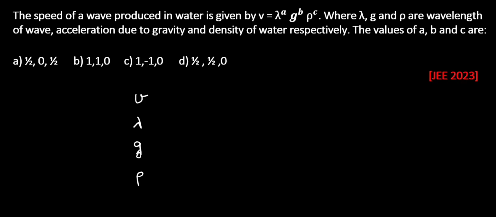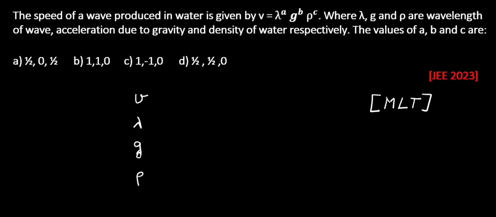And all of these can be expressed in the form M, L, and T. What are M, L, T? M is for mass, L is for length, and T is for time. So these three are the fundamental quantities. If you have any doubts about fundamental quantities or derived quantities, you can check my previous videos.